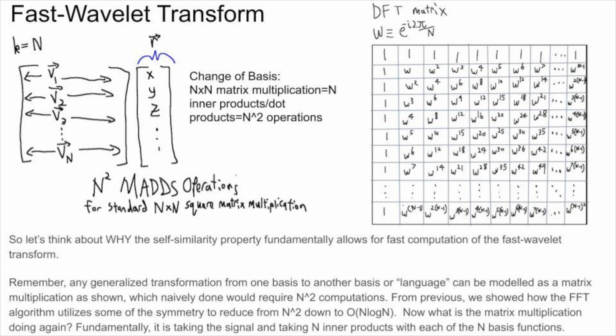So let's think about why the self-similarity property fundamentally allows for fast computation of the fast wavelet transform. Remember, any generalized transformation from one basis to another basis or language can be modeled as a matrix multiplication as shown, which naively done would require n-squared computations. From previous, we showed how the FFT algorithm utilizes some of the symmetry to reduce from n-squared down to n log n. Now, what is the matrix multiplication doing again? Fundamentally, it is taking the signal and taking n inner products with each of the n basis functions.